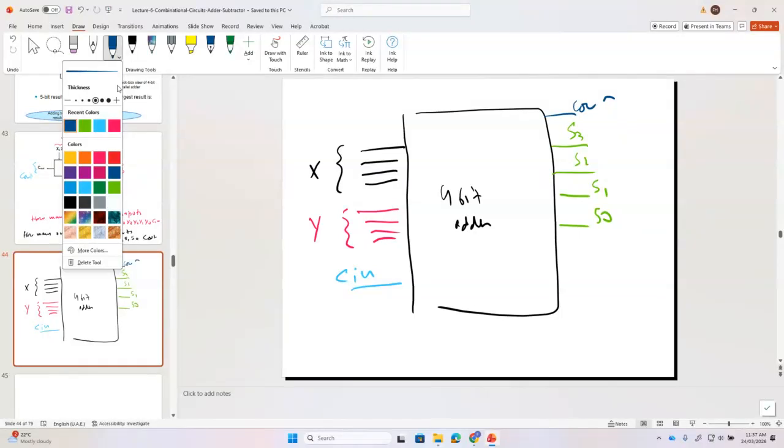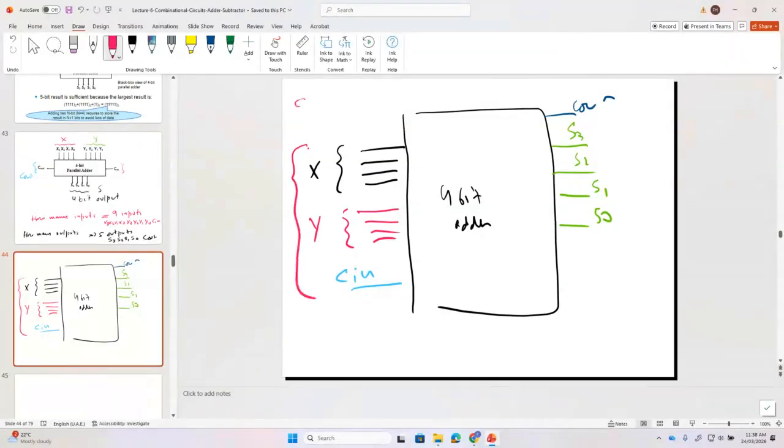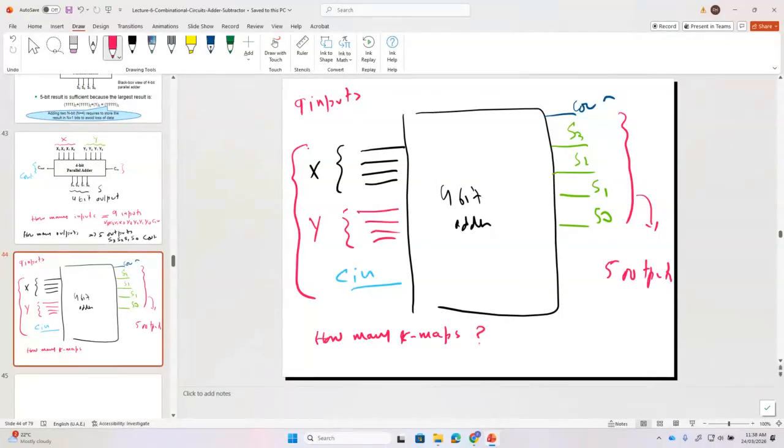Now we have 9 inputs and 5 outputs. Now, the $1 million question: how many K-maps do we need? We have 5 outputs, so we need 5 K-maps, even though the number of inputs is more than 4, if you want to solve it in a general way.